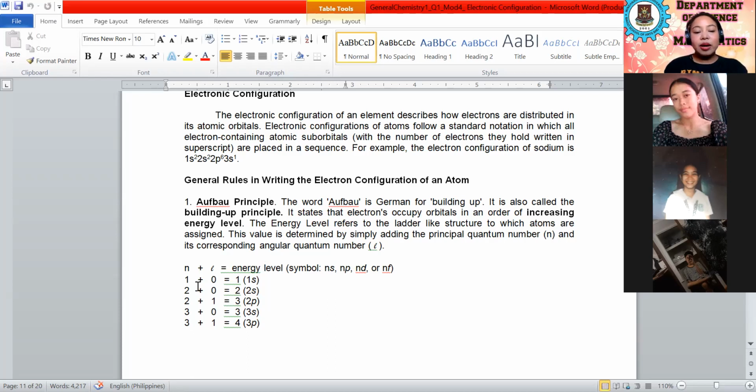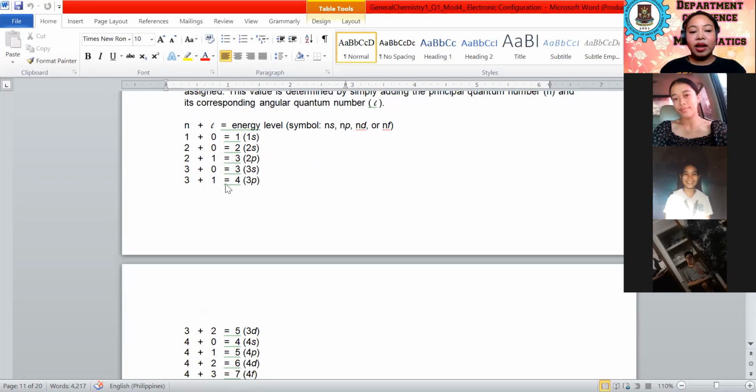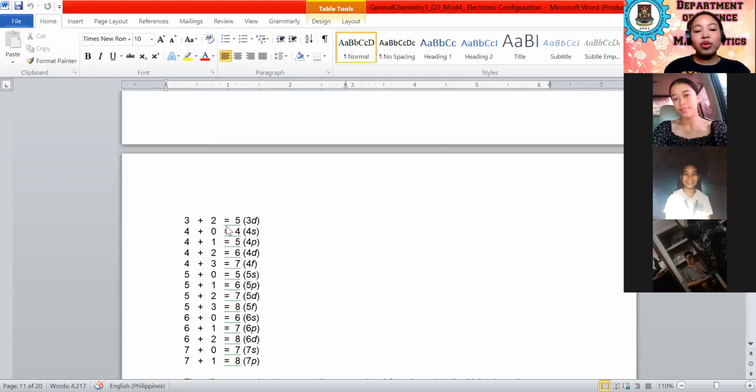Say for example, if N is equal to 1, then we have 1 L only, that is 0. So 1 plus 0 is 1. Then for 2, we have two values of L, 0 and 1. So 2 plus 0 is 2, 2 plus 1 is 3. For 3, we also have 3 values of L: 0, 1, and 2. So 3 plus 0 is 3, 3 plus 1 is 4, 3 plus 2 is 5.